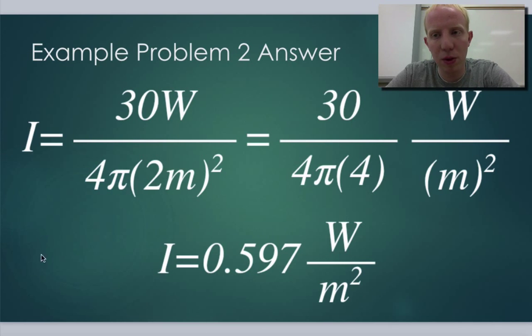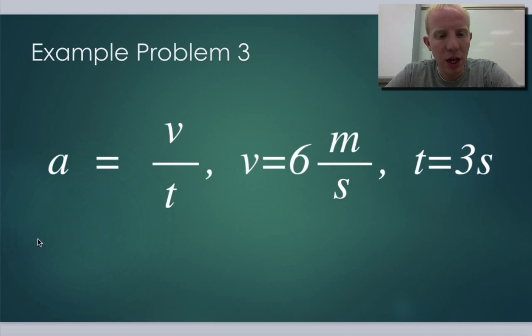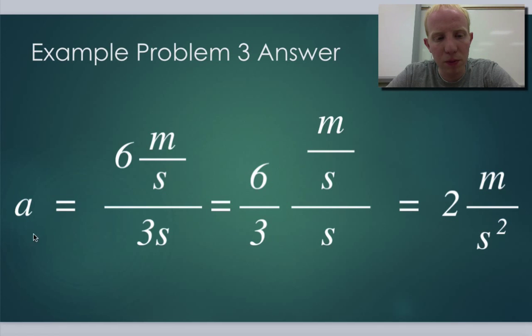All right, let's do a couple more examples. Okay, so we have A equals V over T. V is equal to 6 meters per second, and T is equal to 3 seconds. Okay, so if we work with this example, we plug everything in. V was 6 meters per second, T was 3 seconds, and so then we separate the numbers, which gives us 6 over 3, and then the units are meters per second per second.